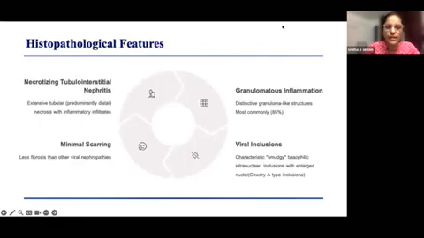Histopathological features are necrotizing tubulointerstitial nephritis, with extensive distal tubular necrosis and intense inflammatory infiltrates as the characteristic feature, and more than 85% will have a granulomatous inflammation. That is characteristic of adenovirus. Compared to other viral nephropathies, this will have minimal scarring and less fibrosis.